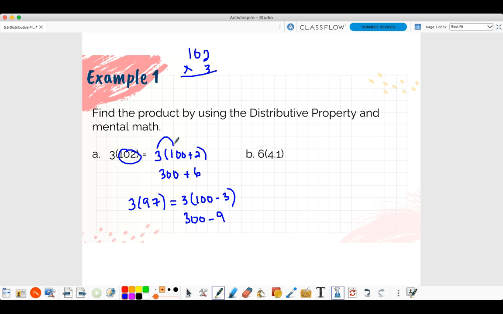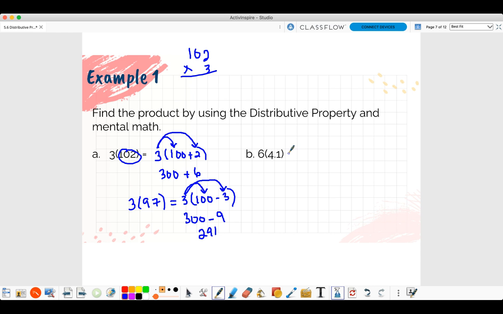All this is saying is you're multiplying that 3 to 100 here and 3 to 2 here, and that's how you're getting these two numbers. You're multiplying 3 to 100 here and 3 to a negative 3 here. Don't forget that sign that goes with it. So 300 minus 9 is 291. In my opinion, without a pen and paper, this is easier to do.